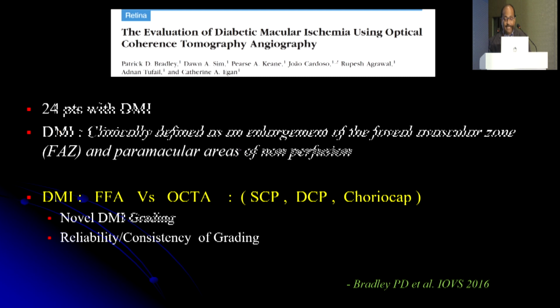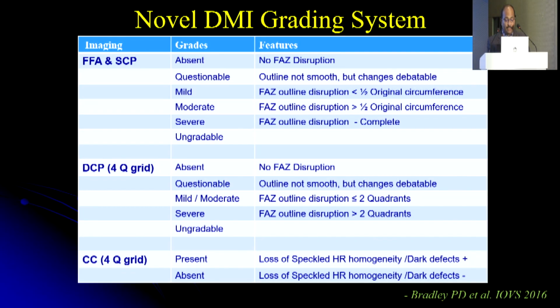So Bradley et al. from the Moorfields group looked at 24 patients with diabetic macular ischemia and evaluated this using OCTA. They clinically defined it as an enlargement of the foveal avascular zone and parafoveal areas of non-perfusion. They compared FFA versus OCTA, the three layers: SCP, DCP, and choriocapillaris. They brought out a novel DMI grading system and looked at it for reliability and consistency. And this is how they graded it.